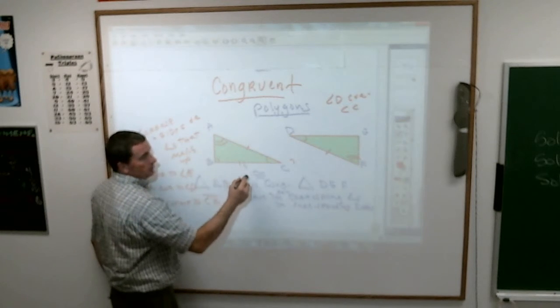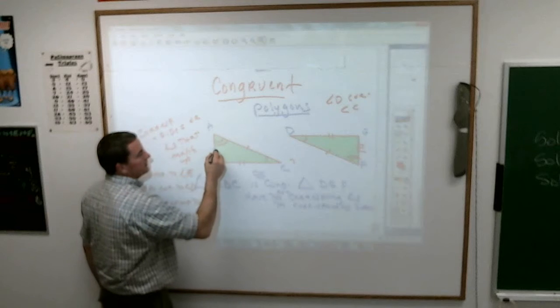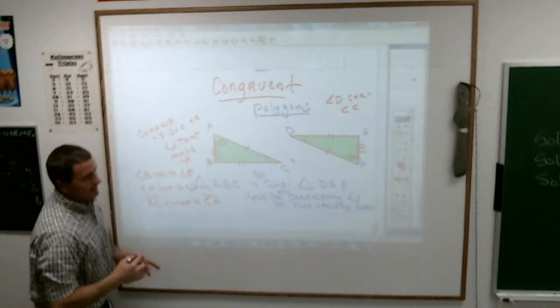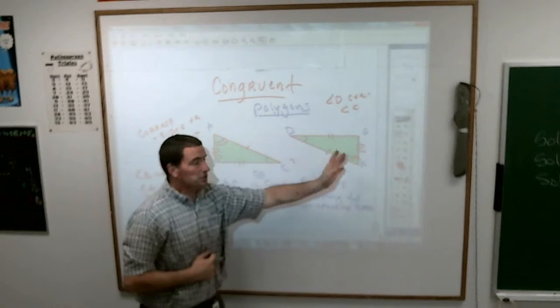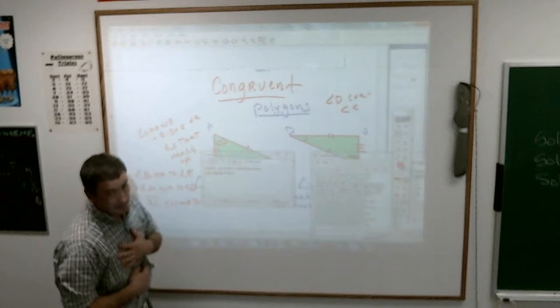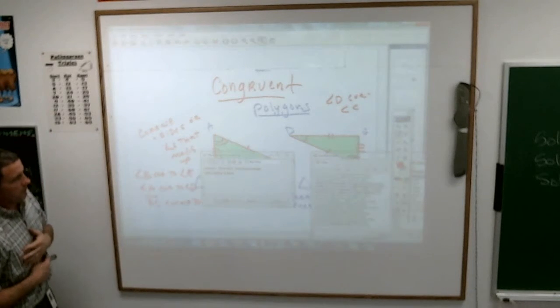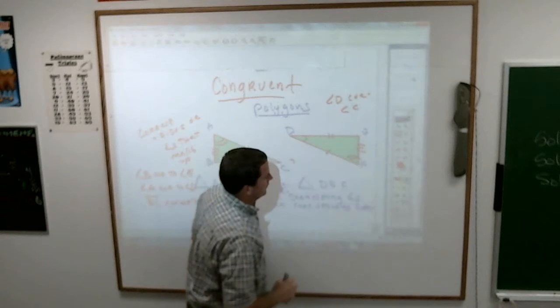This side would get 2, this side would get 2, this side would get 3, this side would get 3. Anytime they put those little tick marks in there and there's the same amount on one shape and another shape, that means the distance of those sides are equal. They're exactly the same. That's just a quick way of showing that.